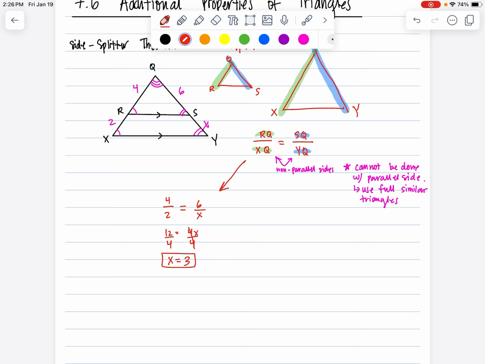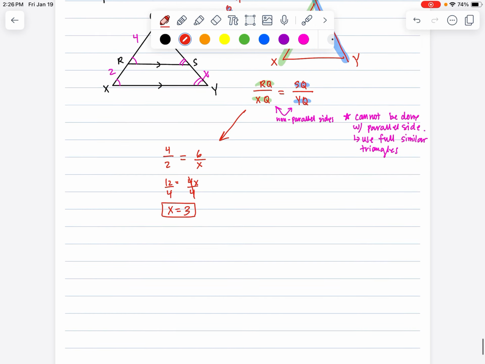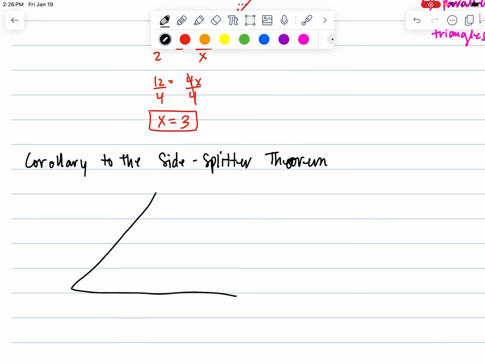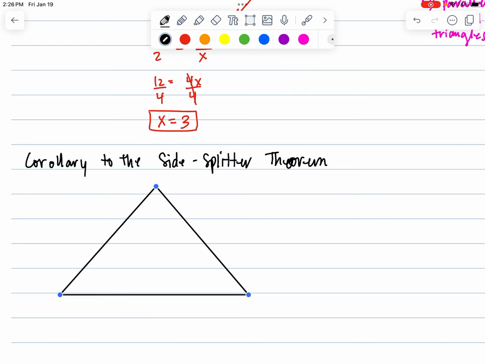The next theorem is a corollary to the side splitter theorem. What that means is it's kind of just an extension. Now this is, like I said, just an extension. And what this means is what happens if we have not just 2 sets of parallel lines, but 3 sets of parallel lines. So I'm going to draw an even bigger triangle. What we could do now is we could set a parallel line here. That doesn't look very parallel.